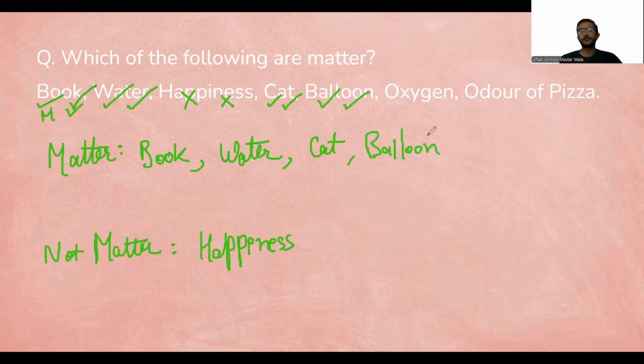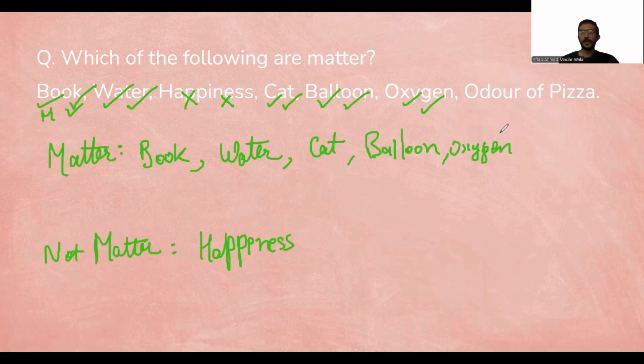Okay. Next we have oxygen. Now we'll take the same example. Oxygen. When I'm filling oxygen inside it, its weight is increasing and the space is also increasing. So oxygen also has mass. It also has volume. So oxygen is also a part of matter. Right? Now the last thing is order of pizza.